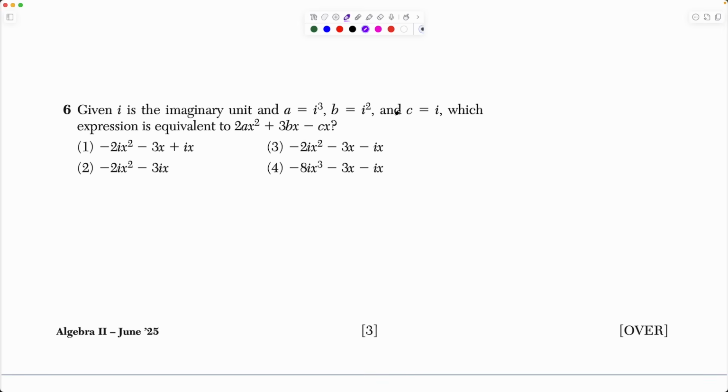Question 6: given i is the imaginary unit and a equals i to the third, b equals i squared, and c equals i, which expression is equivalent to 2ax squared plus 3bx minus cx?